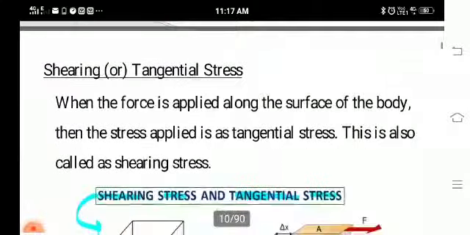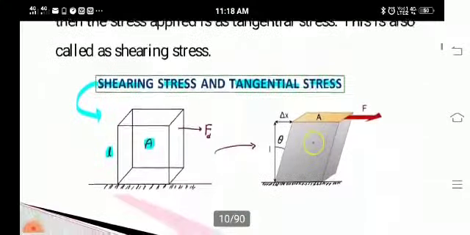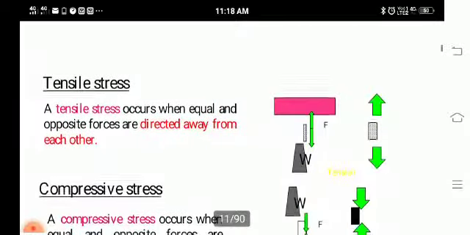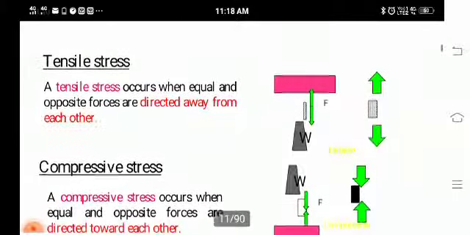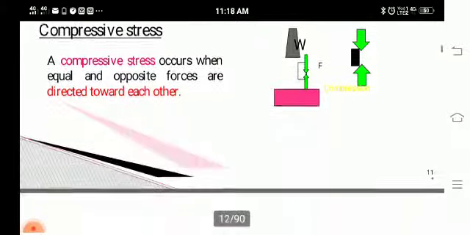Then we have shearing stress or tangential stress. When the force is applied along the surface of the body, then the stress applied is tangential stress. This is also called shearing stress. Then we have tensile stress. A tensile stress occurs when equal and opposite forces are directed away from each other. In the case of compressive stress, it occurs when equal and opposite forces are directed toward each other.